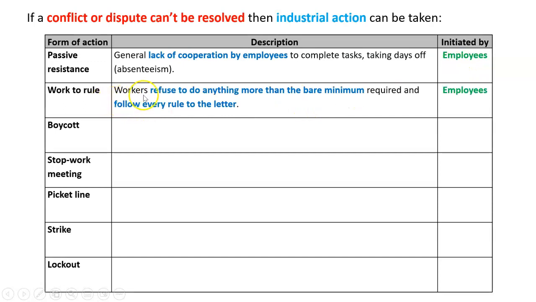Work to rule. That is when workers refuse to do anything more than the bare minimum required and follow every rule to the letter. So they won't use any initiative beyond just to get the job done, kind of to prove a point to their employer. So that is also initiated by employees.